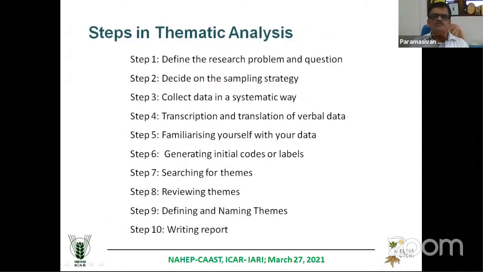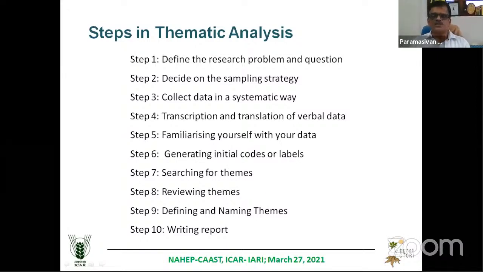So these are the steps in thematic analysis. One is define the research problem and question, decide on the sampling strategy, collect the data in a very systematic way, whether you go for secondary data or primary data. Collect the data in a very, very systematic way, reduce the bias, and do it in a very controlled atmosphere, and try to reduce the confounding variables. Everything you have to do at this stage.